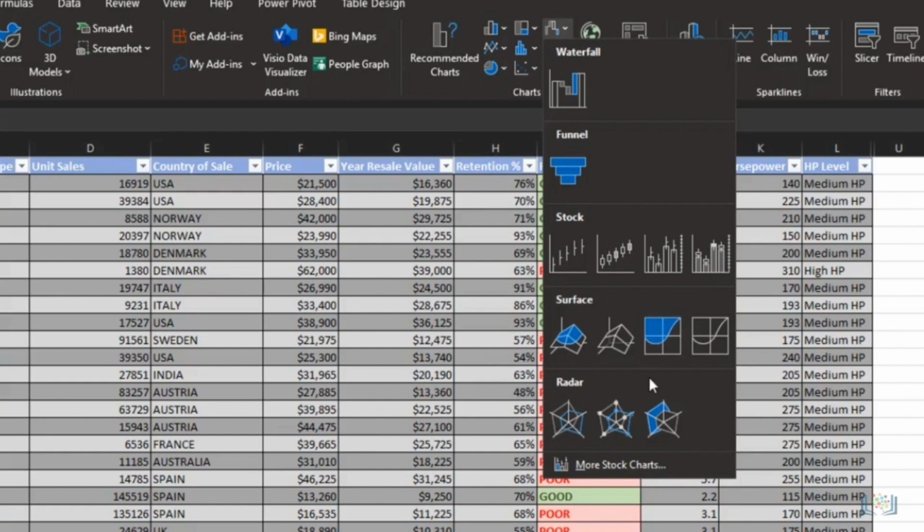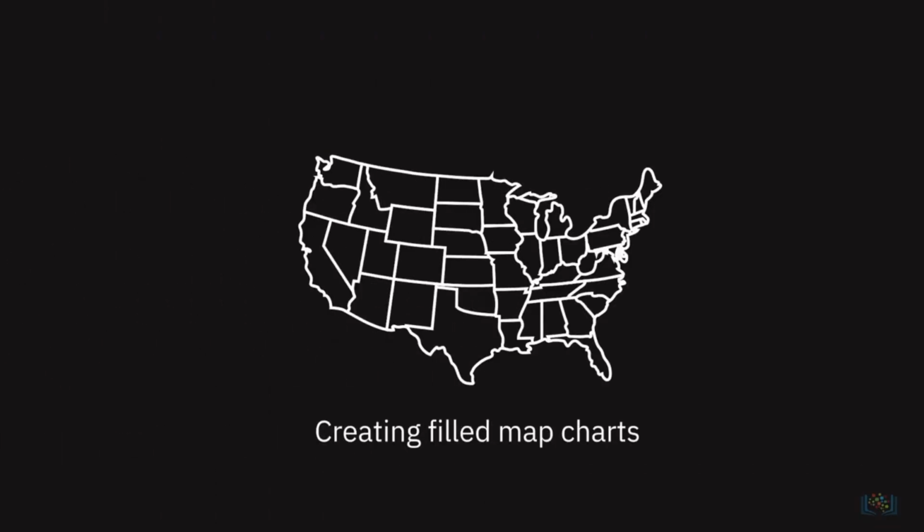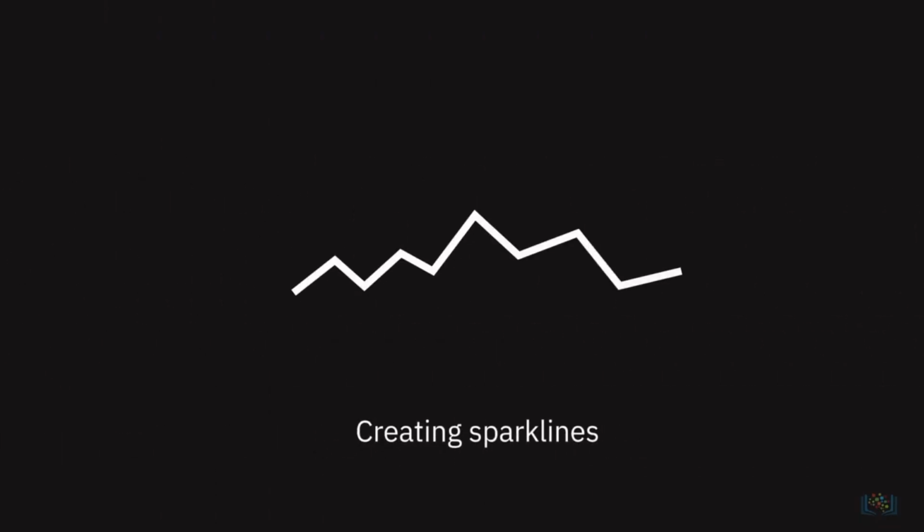And lastly, the radar chart type is used to show values relative to a center point and is most suitable when categories are not directly comparable. In this video, we looked at how to create filled map charts and sparklines in Excel, and we reviewed some of the other charts available.